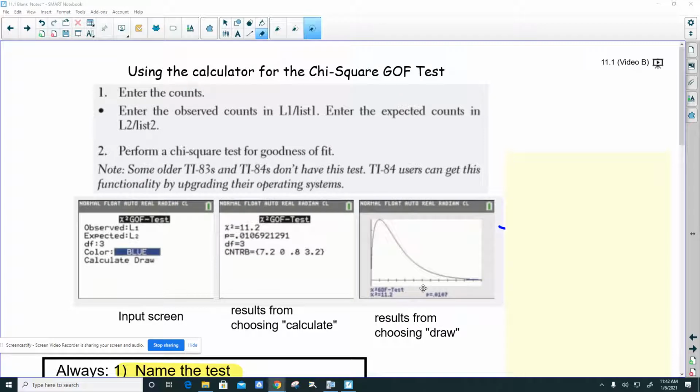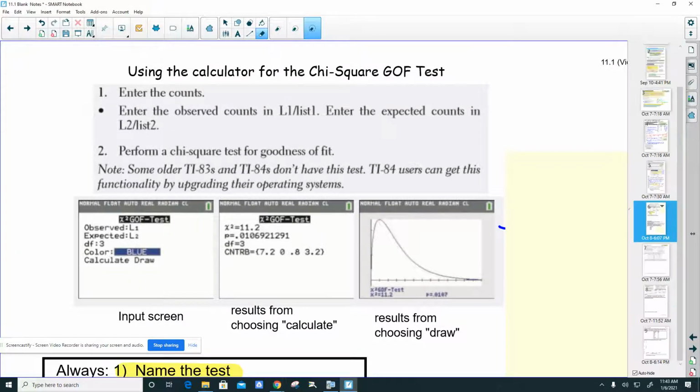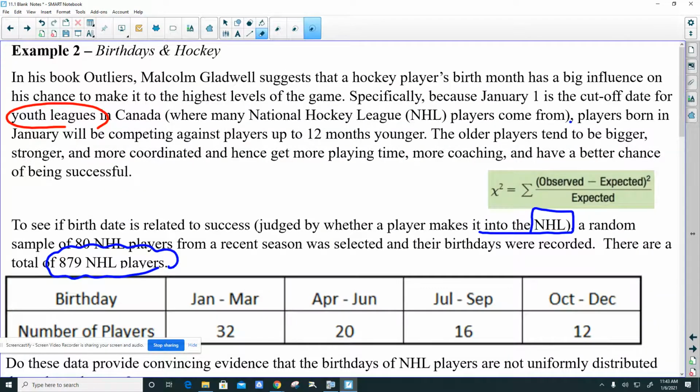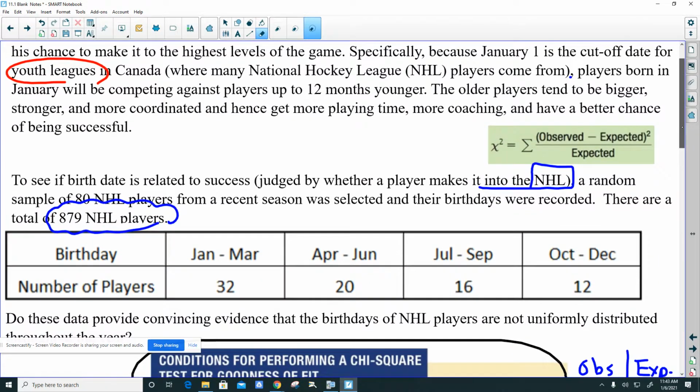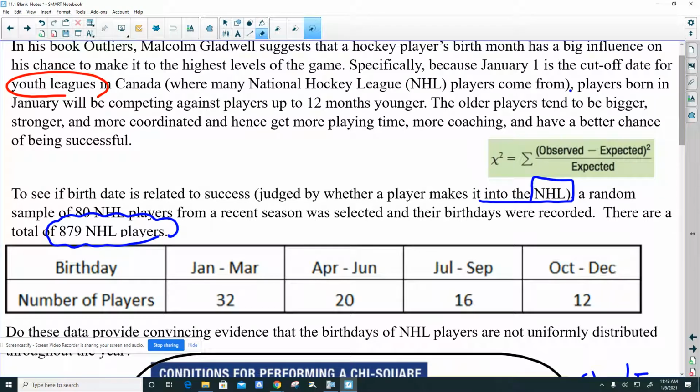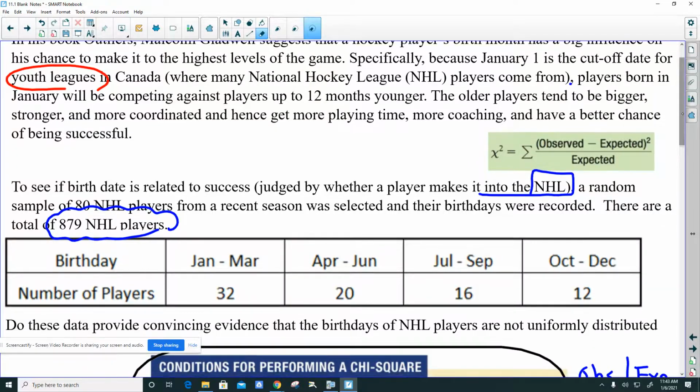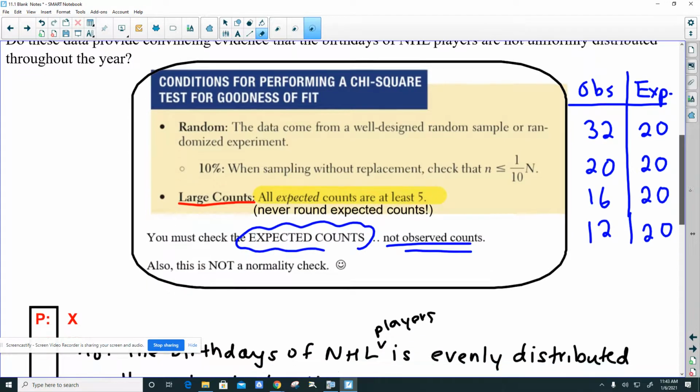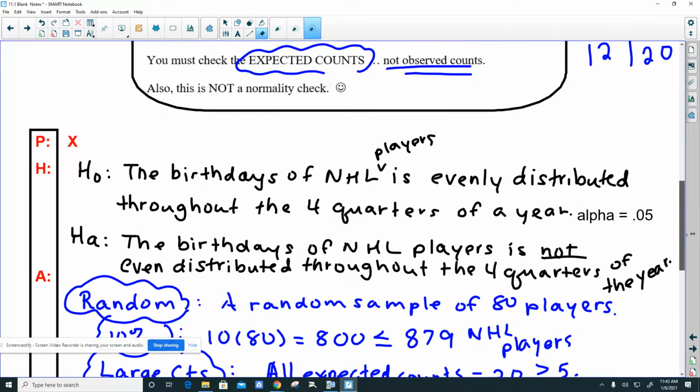So the problem that we had left off on in the previous video was this hockey problem, talking about the National Hockey League and whether the birthdays of these National Hockey League players were actually kind of evenly spread throughout the calendar year, so that they weren't given this unfair advantage of being born in January and being almost a year older than some of their counterparts here. We had done the problem on the previous page, worked through all the steps, this PHANTOMS acronym here.